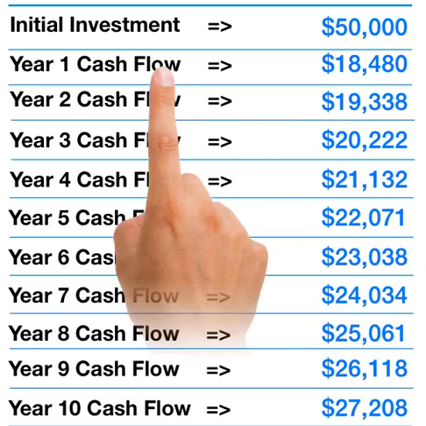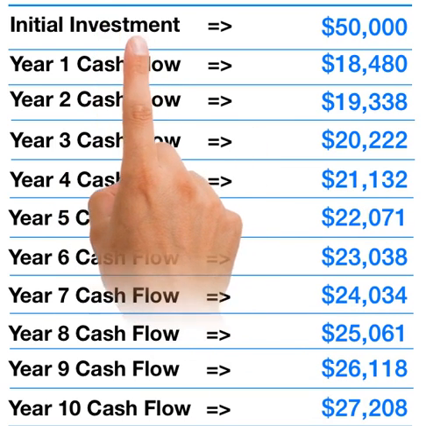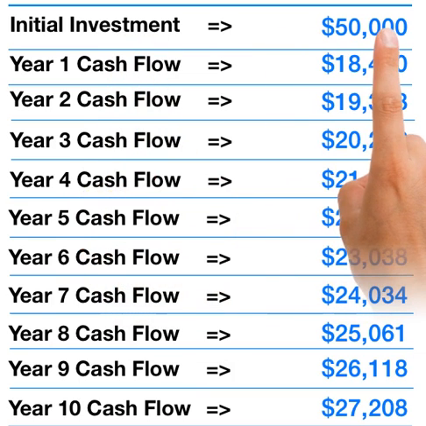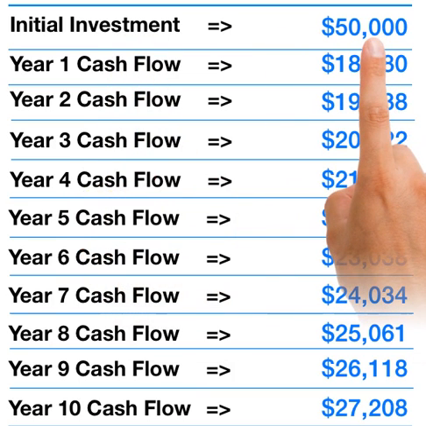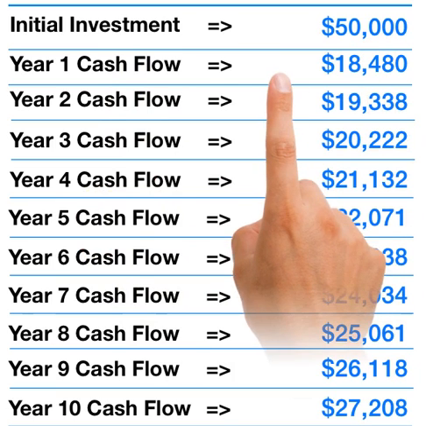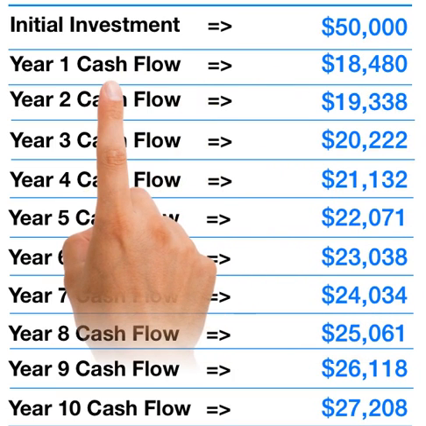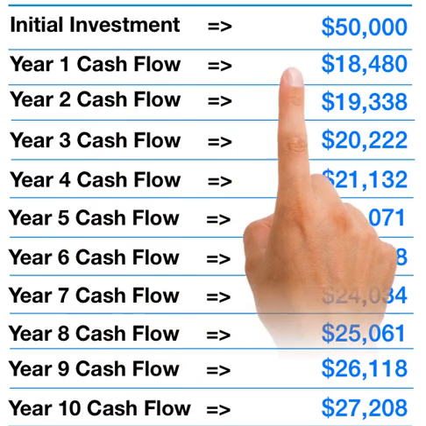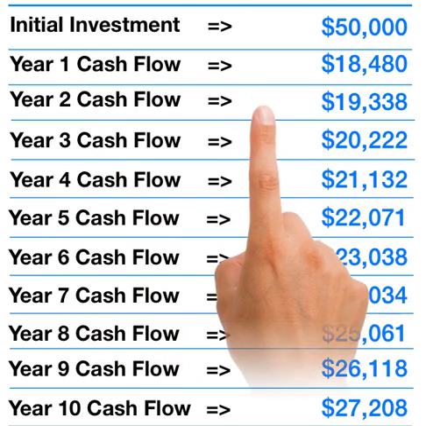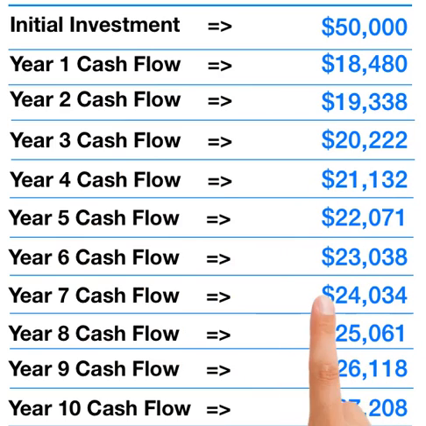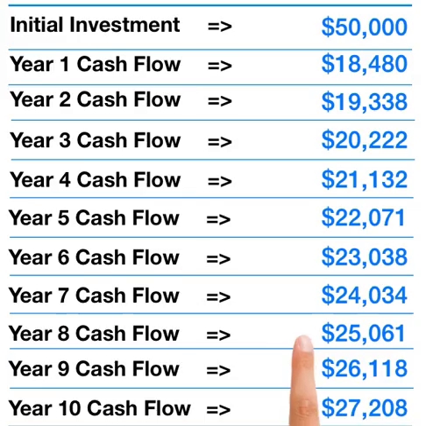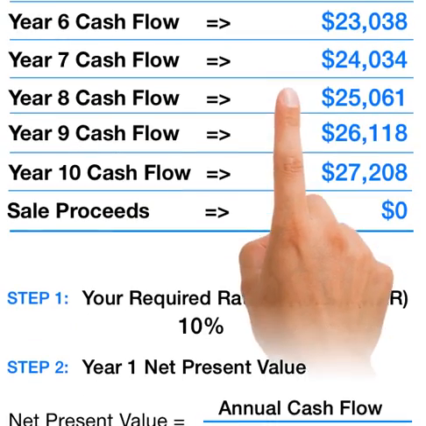So starting off, let's assume that you have an initial investment of $50,000. That's actually the amount of money that you're going to be putting in. And then you have a forecasted cash flow as follows for each and every one of the years. As you can see, cash flow usually goes up as you keep the property longer because of inflation and the like.